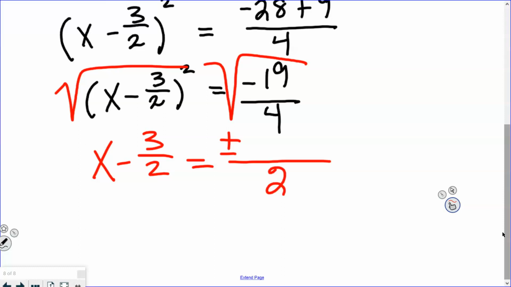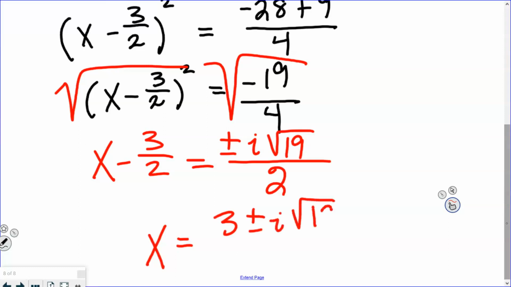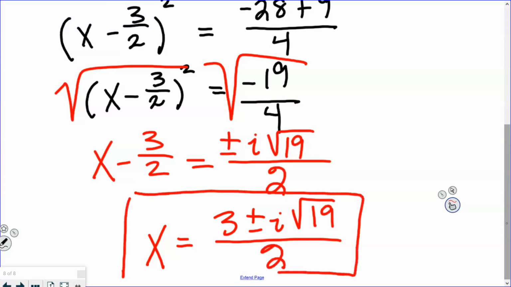-19, the only thing I can do is take an i out. So the right side is going to simplify to this. We're just going to push the 3 halves over and then call it a day. Please remember to write your answer as a single fraction. So x is going to equal 3 plus or minus i root 19, and they both had a denominator of 2. So that's pretty easy to write it as a single fraction.